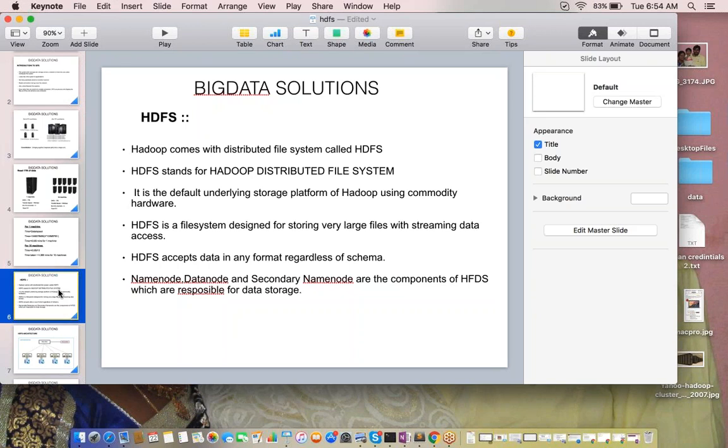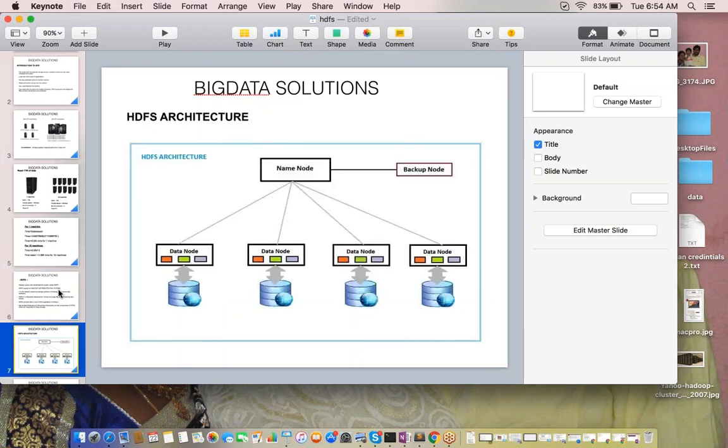Now, let's see the architecture of HDFS. This is the high level architecture of your HDFS.